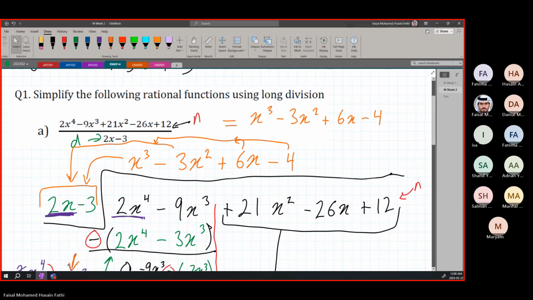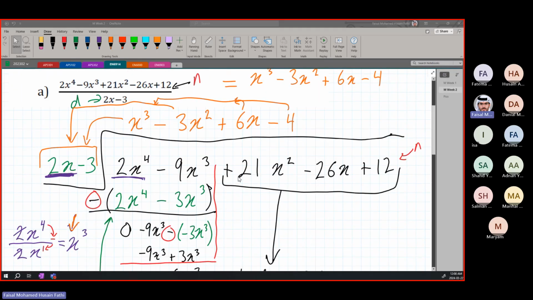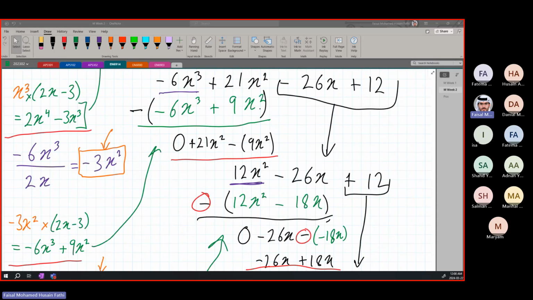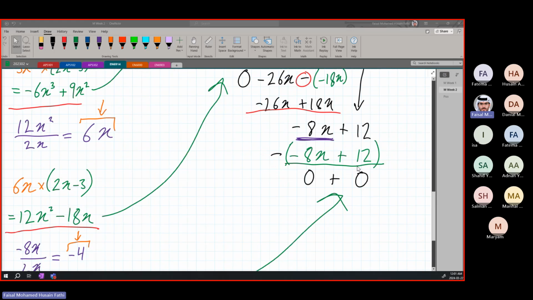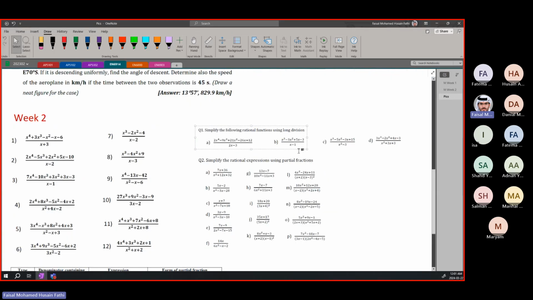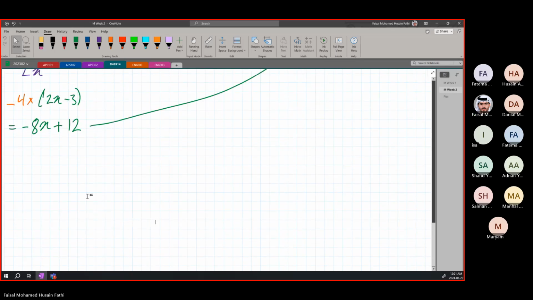Okay? Anyone has any questions? Any questions about long division so far? Nothing? Let me do one more example where you're going to get the remainder, and then we're going to go into partial fractions. Okay? I think this one we will get a remainder. I hope so.